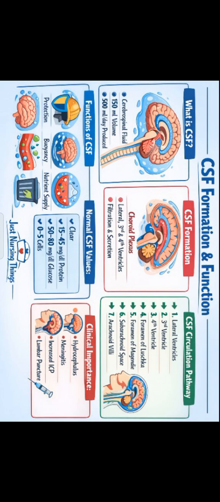Now composition of CSF. What is the composition of CSF? Normally it contains water 99%, glucose, protein, electrolytes, and very few cells. Normal values, the main parameters: pressure is 75 to 200 mm H2O. Protein is 15 to 45 mg per dl. Glucose is 45 to 80 mg per dl. Cells are 0 to 5 lymphocytes. So you can write these in your exam.